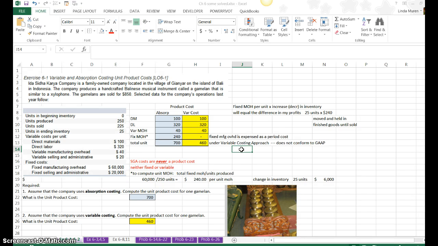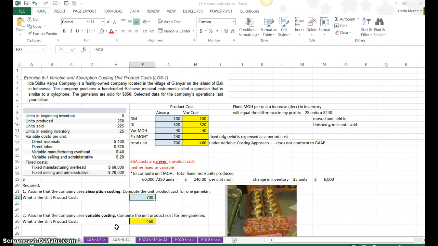So how do I use this data that I just put into this chart? The very simplest question, which comes up on the exam as well as quizzes, is what will the cost per unit be under absorption costing? Well, we just calculated it at $700.